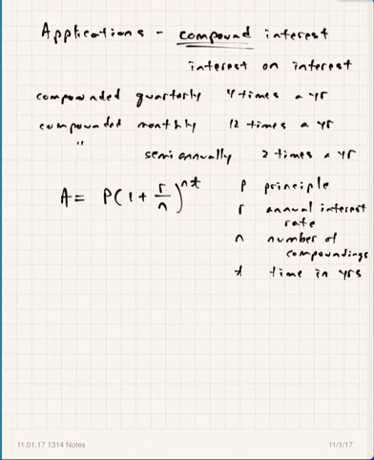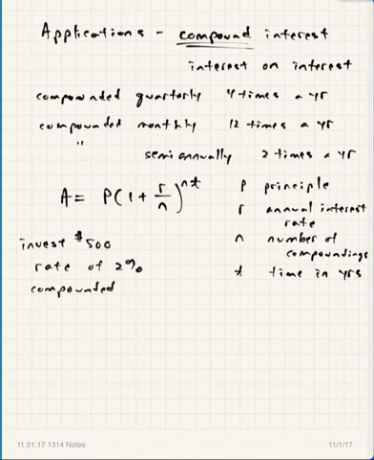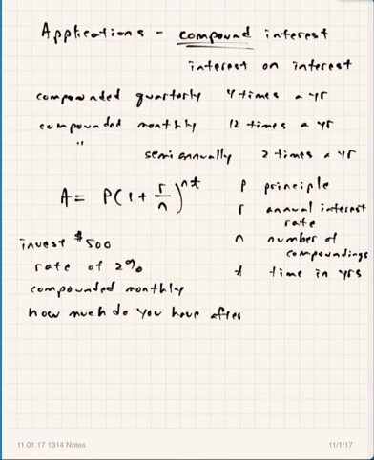All right, so for example, if you invest, let's say, $500 in an account that's paying 2%, compounded, let's say, monthly, then how much do you have after 20 years, let's say?